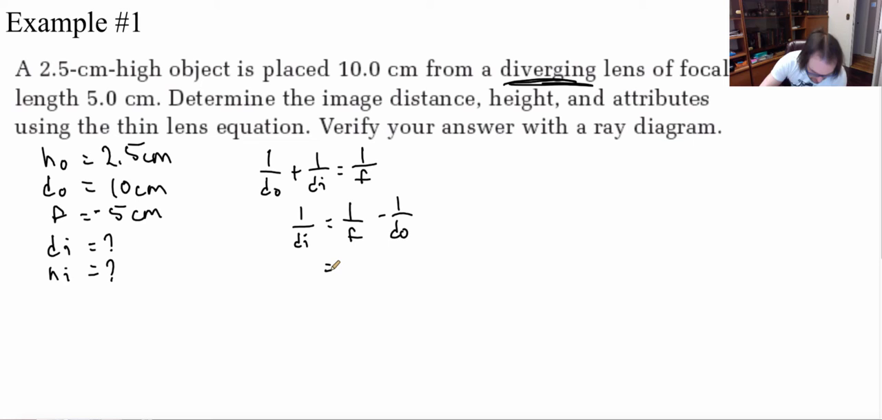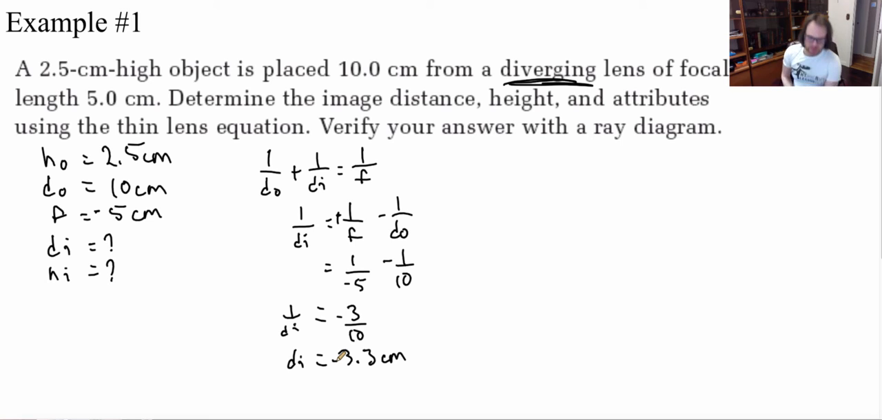Okay, now let's continue this here. So we get 1 over negative 5, and then I'm going to minus 1 over 10. Which is going to give me 3 over 10, and that's negative. So that's 1 over di. So my distance, now I can finally take the reciprocal, is going to be 3.3 centimeters, and that's negative.